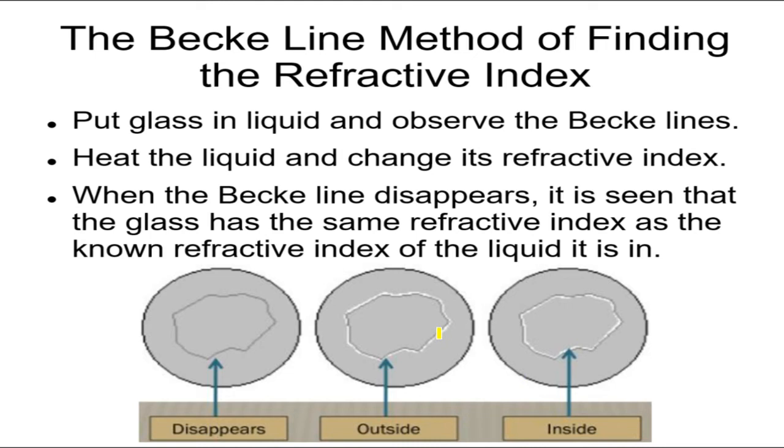There are machines, by the way, that do this. They home in on this Becke line, they change the temperature, and where the Becke line disappears, they stop right there and say, oh, now I know the refractive index. It's done by machines that do that.